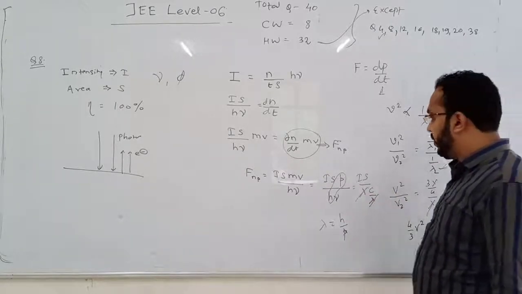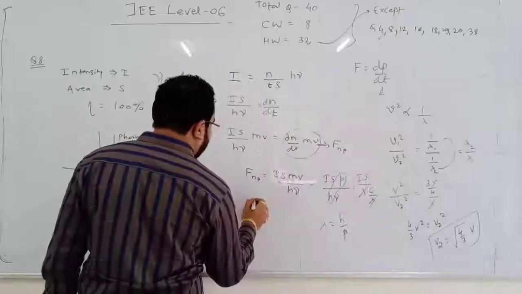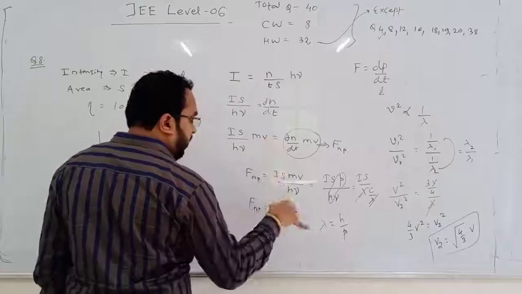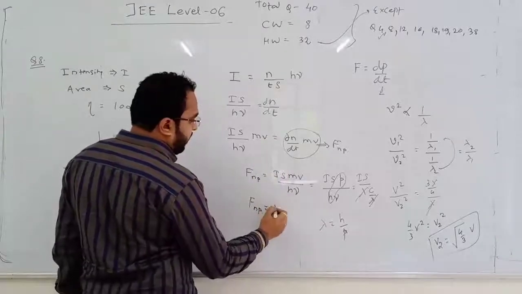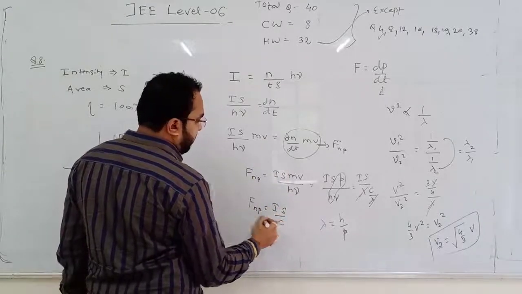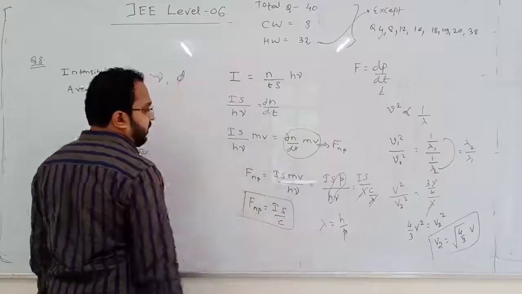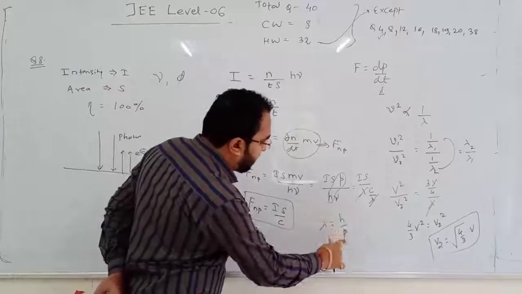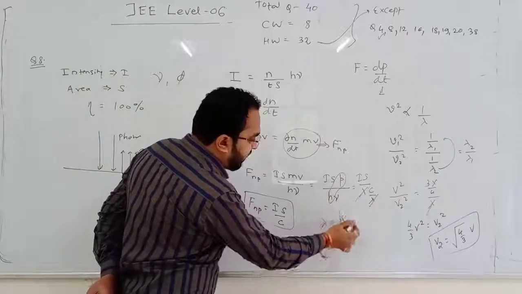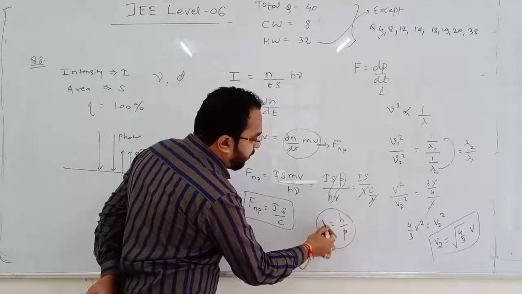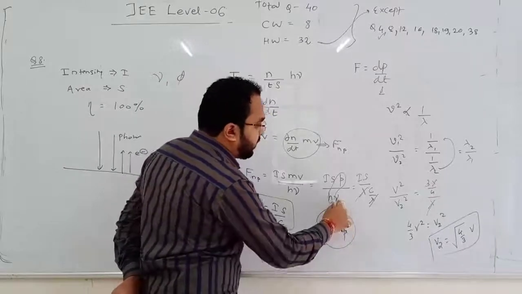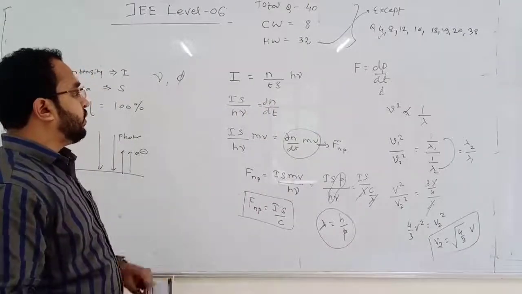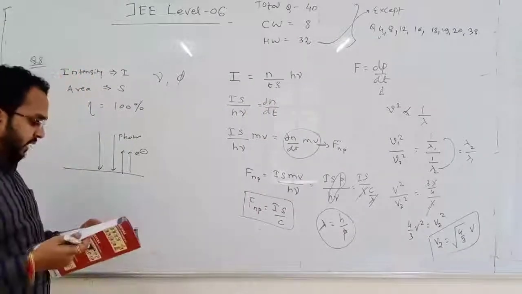Lambda will get cancelled. Now write this: the force due to colliding photons is is upon c. Now this is the force. What did we do here? The h upon p we made lambda, see, h upon p means lambda from de Broglie's hypothesis, and mu is c upon lambda. So this is according to de Broglie's hypothesis.